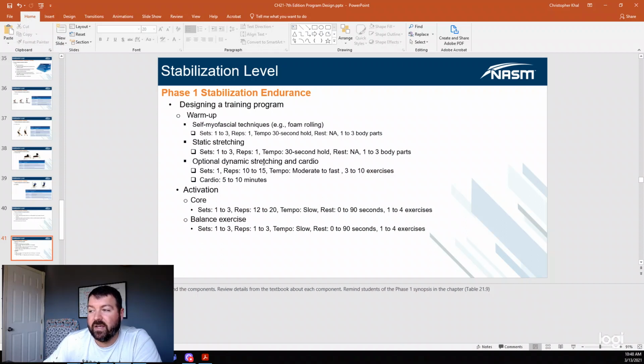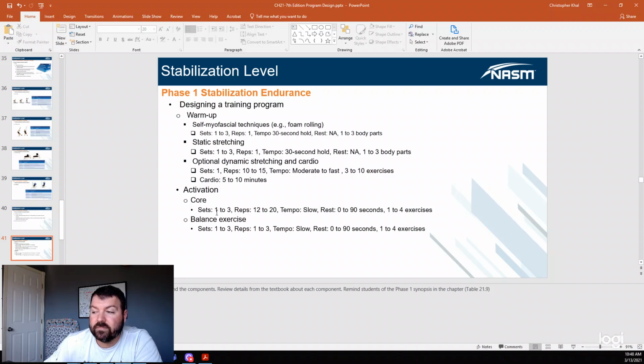Optional dynamic stretching and cardio. Okay, so you have 1 set, about 10 to 15 reps, tempo moderate to fast, 3 to 10 exercises, and then about 5 to 10 minutes of cardio.